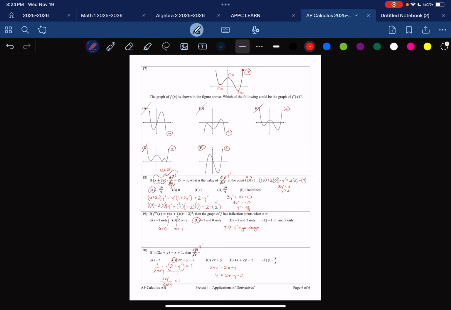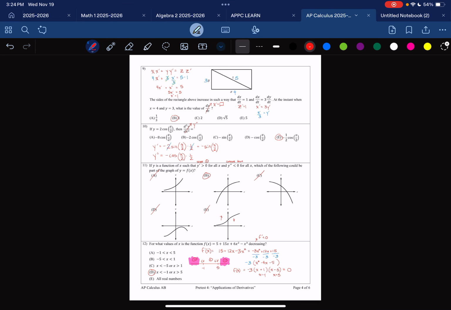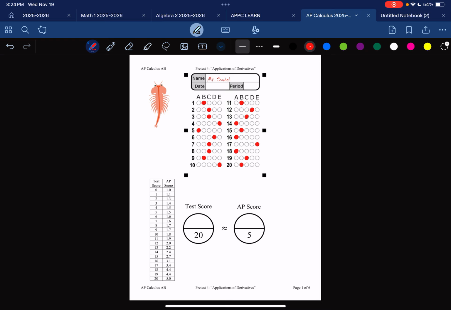That does conclude the entire pretest. Let's go through each of these pages so you can see them all at a glance. There's page 6, page 5, page 4, page 3, page 2, and our original page 1. Go ahead and give yourself a score if you have not done so already. Convert it into an AP score, and thanks for watching.